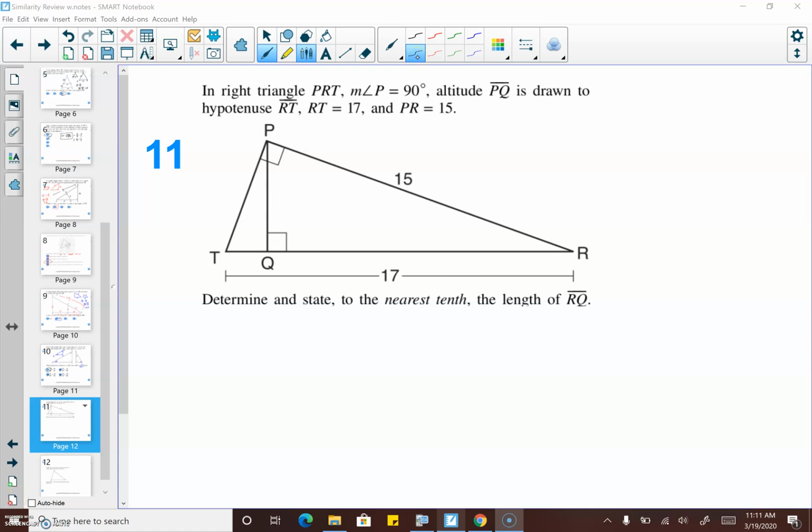For number 11, we're going to do a right triangle similarity question. So the key to this one is to be able to get everything to be facing the same direction. So usually we redraw here. So let's see, determine, to the nearest tenth, the length of RQ.